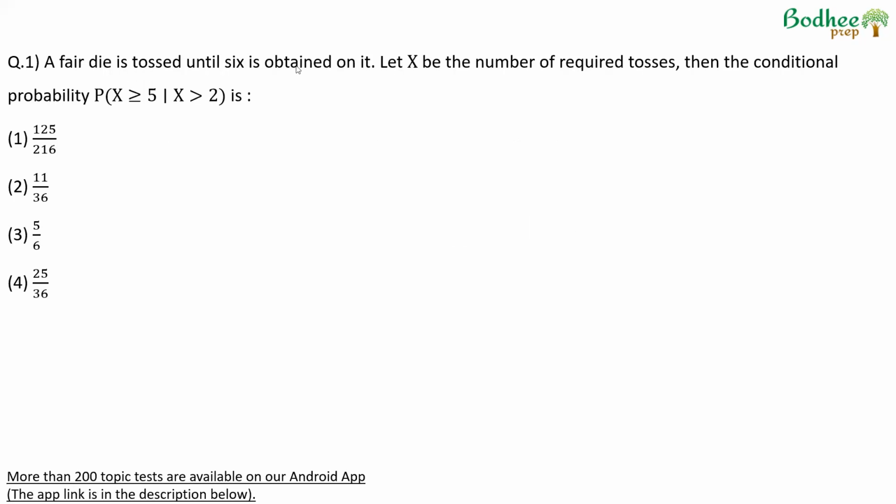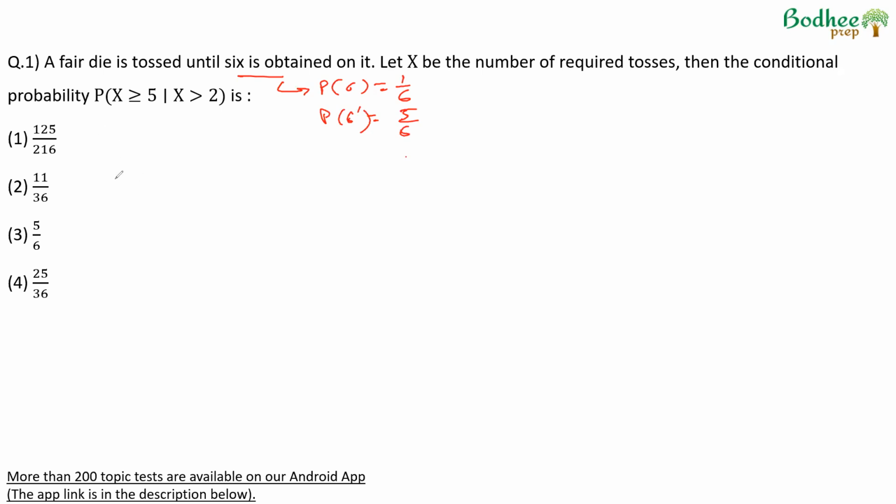If we look at the questions, the first one says a fair die is tossed until 6 is obtained on it. Now, the probability of getting a 6 is 1/6. The probability of not getting a 6 is 5/6. Let x be the number of required tosses. In the conditional probability, find P(x >= 5 given x > 2).